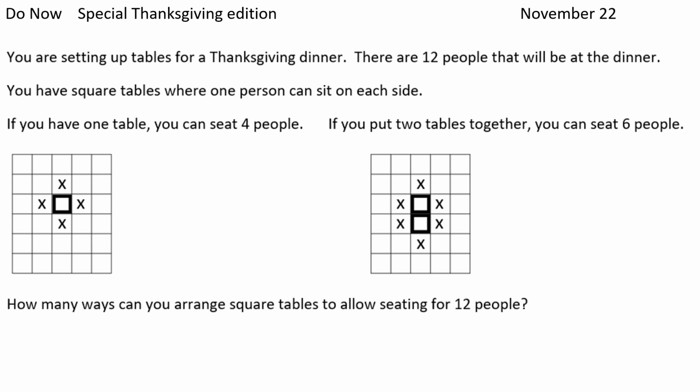So if you read through the do now, you can see that you've got some square tables. One person can sit on each side. There's an example of if you have just one table, you could seat 4 people. And then there's an example that shows that, hey, if you put 2 tables together, you can seat 6 people. And so the question is, how many ways can you arrange square tables to allow seating for 12 people? Again, make sure you get some answers on your paper before continuing with the recording of the PowerPoint.